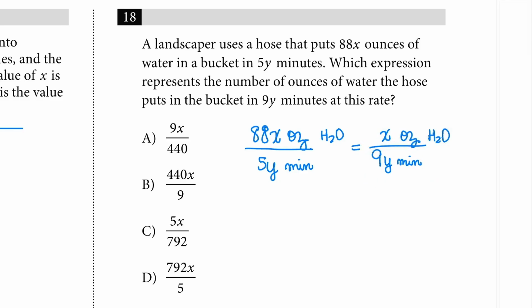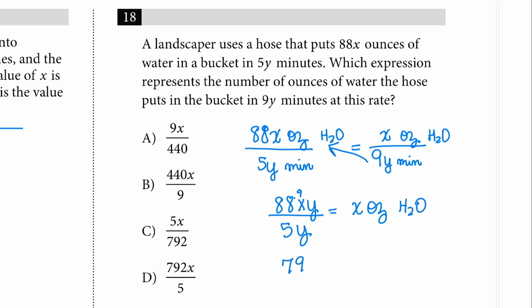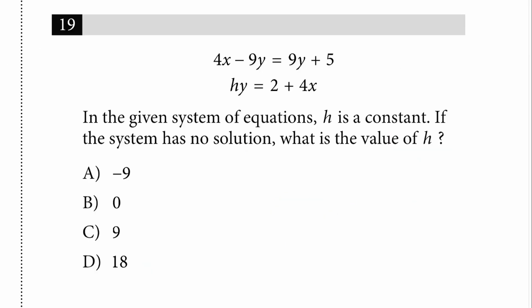So we're going to go ahead and cross multiply this over. And when we do that, we're going to get 88xy over 5y. Whoops, this is times 9, equals the x ounces of water. Okay, so 88 times 9, looking at the answer choices, is definitely going to be 792. And our y's will cancel, so it's going to be x over 5. The answer is D.